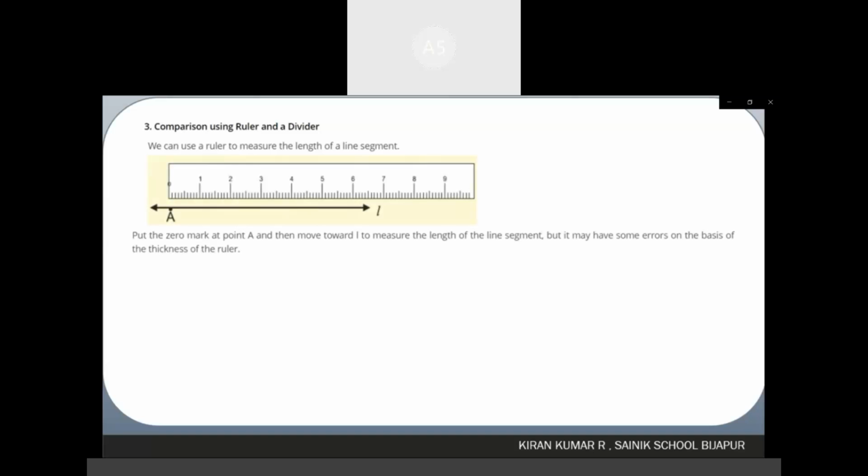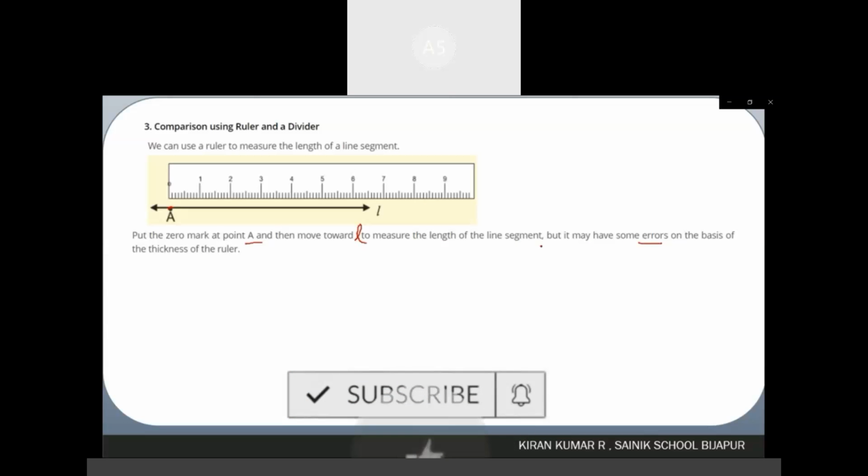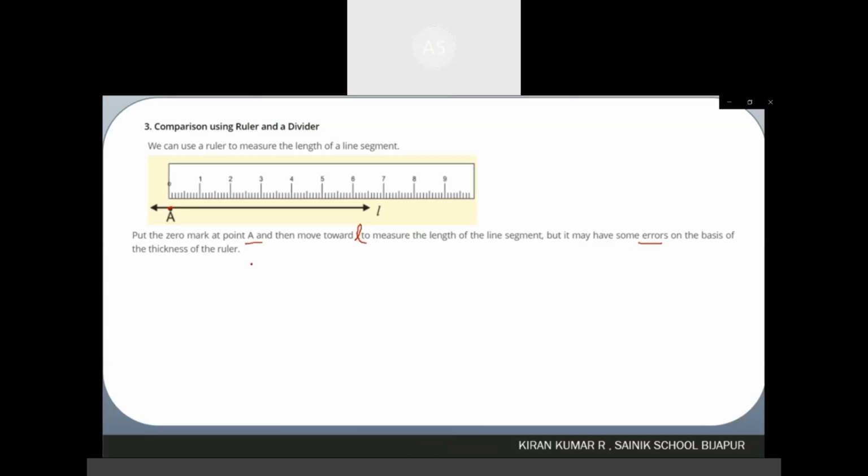The third method is comparison using a ruler and a divider. We can use a ruler to measure the length of the line segment. We have done it in our lower classes. We take the ruler and follow a certain procedure. We put the 0 mark at point A and then move towards B to measure the length of the line segment. But it may have some errors on the basis of the thickness of the ruler and also the thickness of the line segment. So we will make use of a beautiful instrument called a divider.